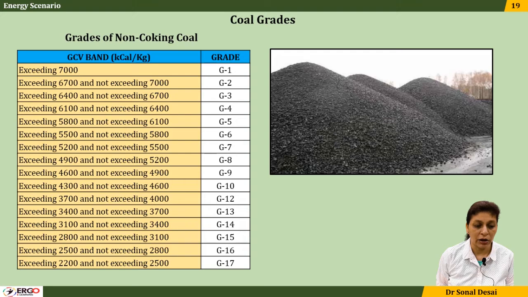The highest grade of coal, used in power plants operating with supercritical boilers, has a GCV as high as 7000 kilocalories per kg, and is termed G1. The lowest grade of coal is G17, which has just 2200 to 2500 kilocalories per kg.